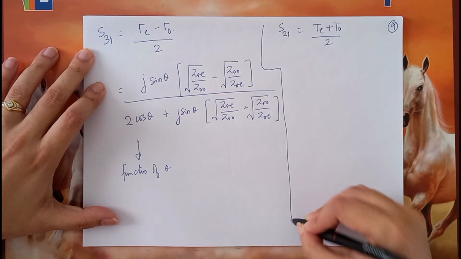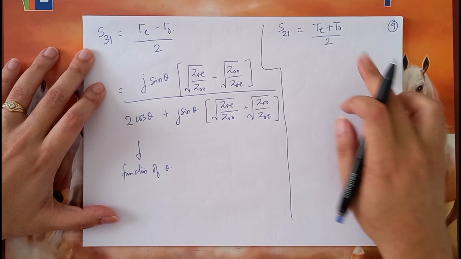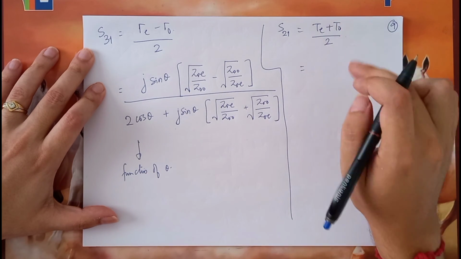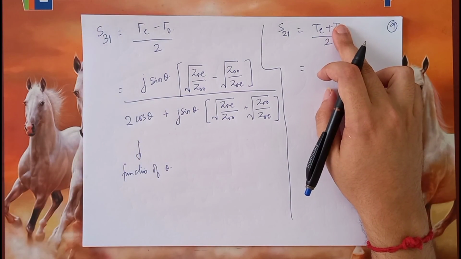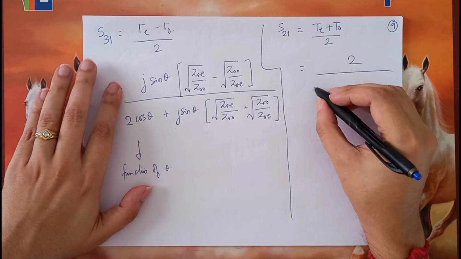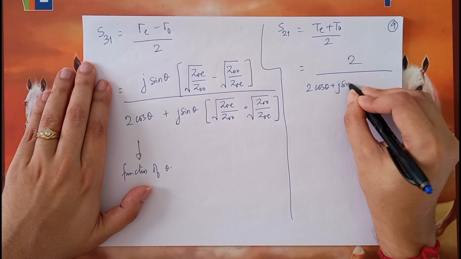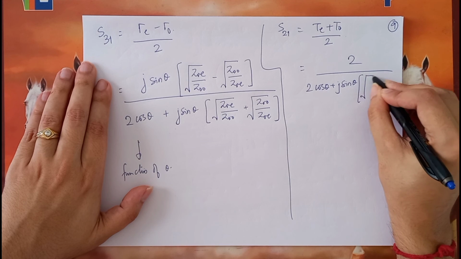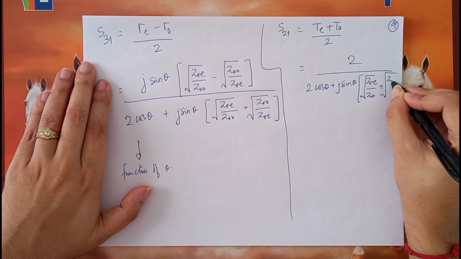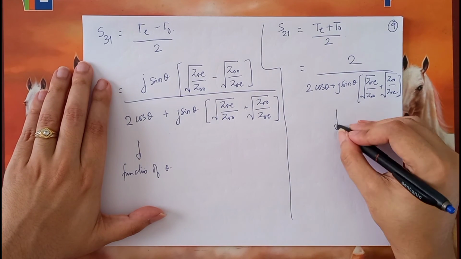So now if we look at S21, again if you apply the ABCD matrix parameters and substitute over here, you will get that S21 is this quantity, 2 divided by 2 cos theta plus j sin theta times this. So again, this is also a function of theta.